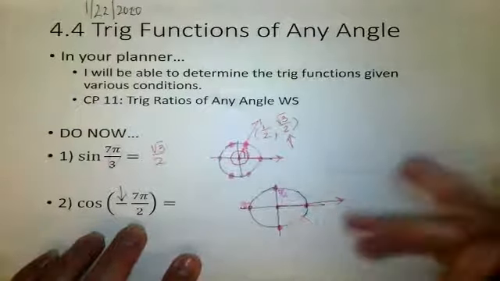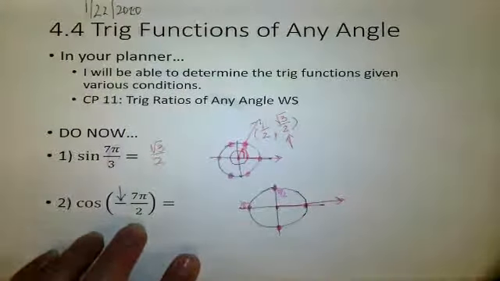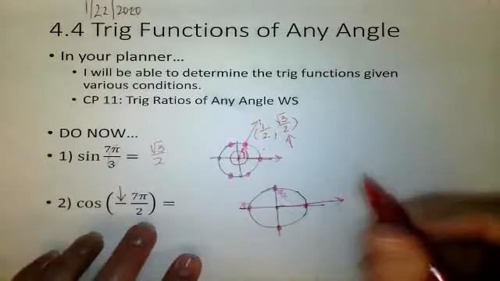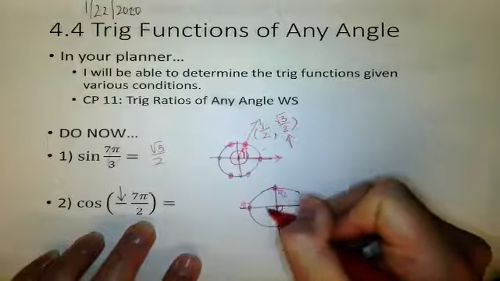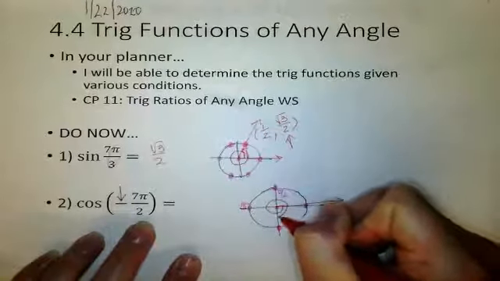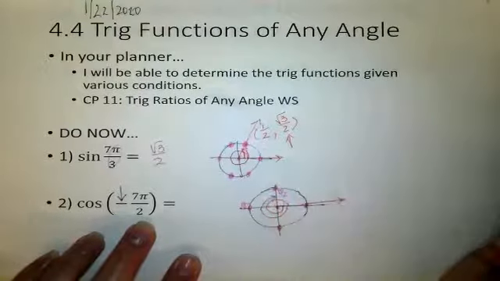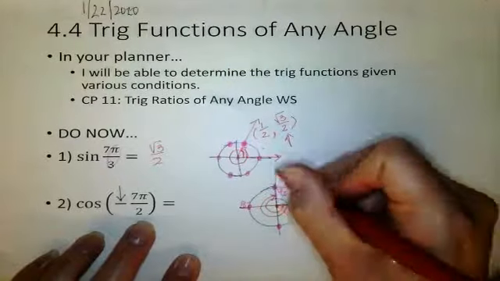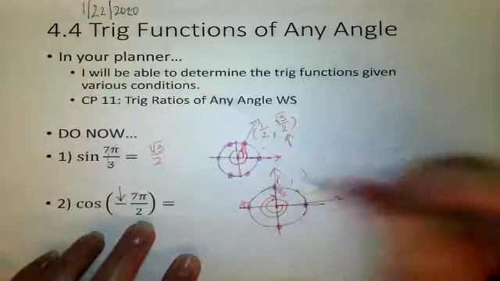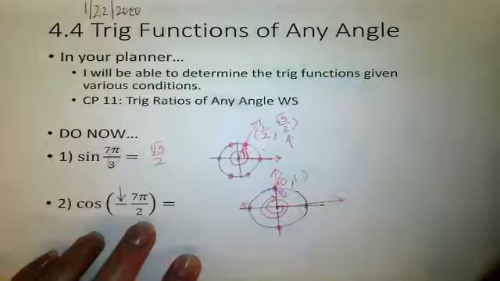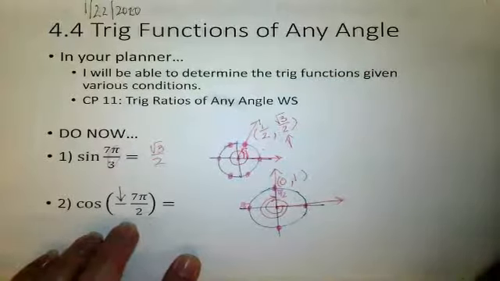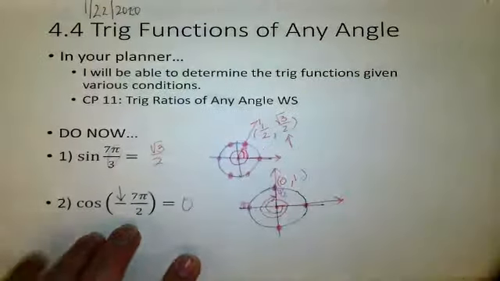Whoops, that was not a straight line at all, but that's okay. So we're going to open, and how many times am I counting? 7, yeah. So 1, 2, 3, 4, 5, 6, 7 puts me straight up here at what ordered pair? 0, 1. So what is the cosine at negative 7 pi over 2? 0. Okay.